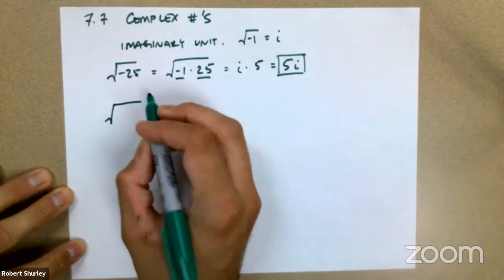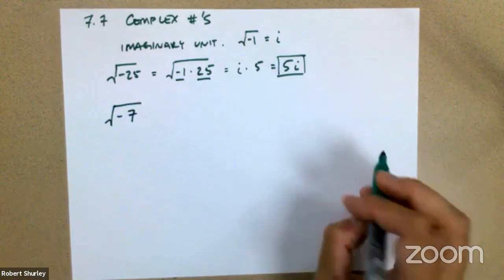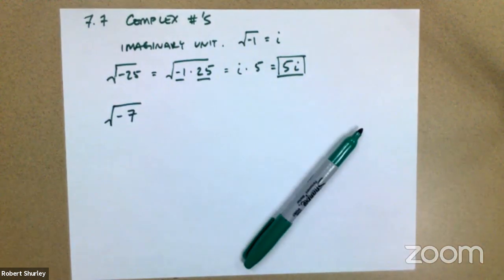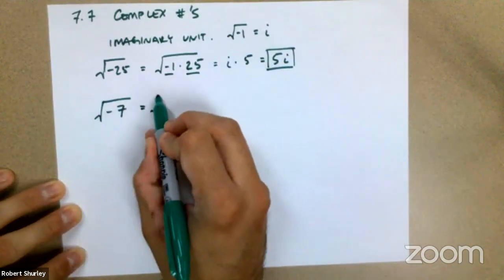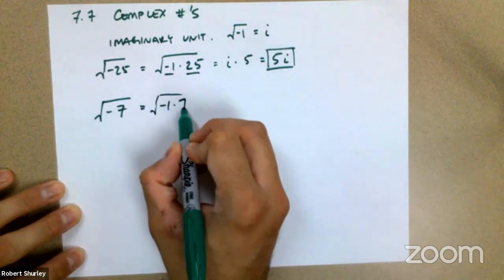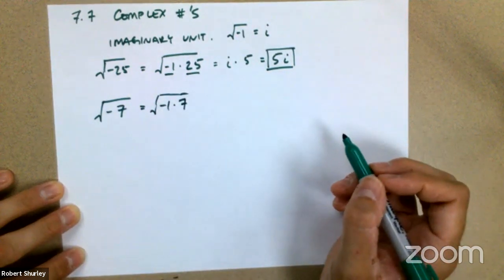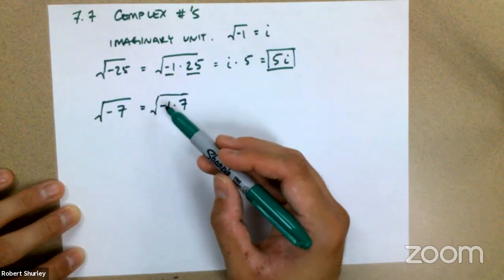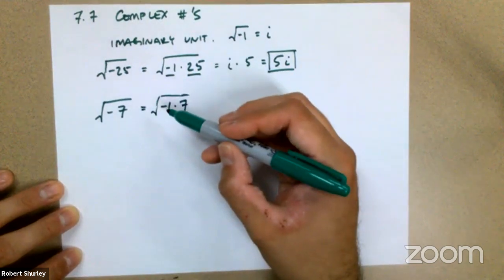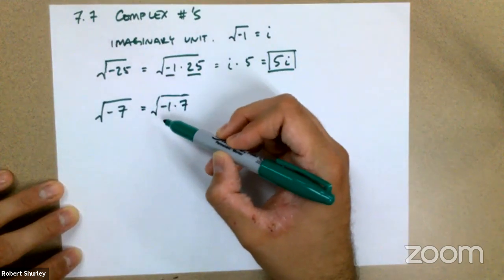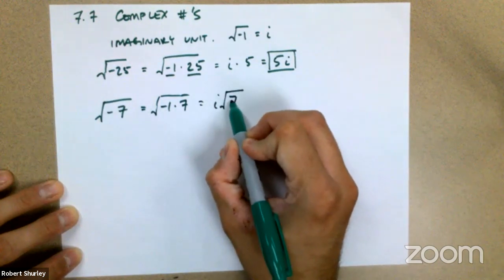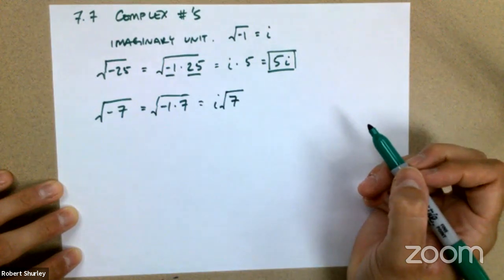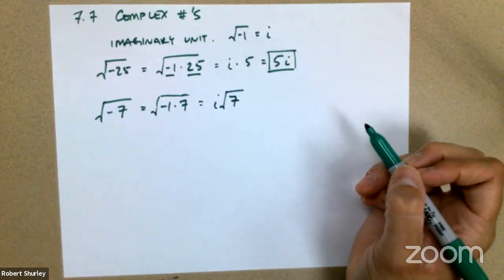So if we had something like the square root of negative 7, now look, 7 doesn't have a square root, completely true. But we still have to take out the i. So I'm going to take the square root of negative 1. Now when I do this, we put the i like we would an x, in front of the radical. So it'll be i square root of 7. Okay, i square root of 7.